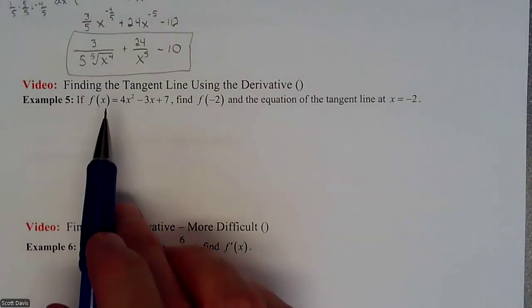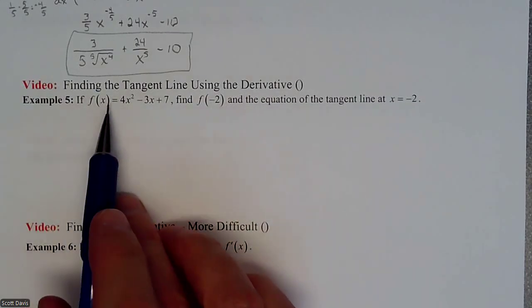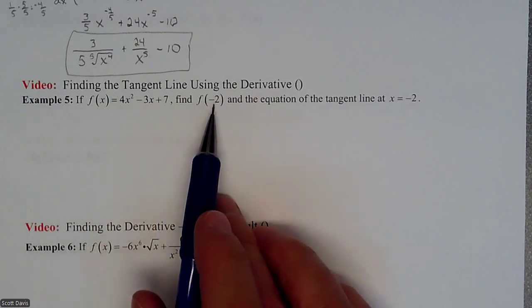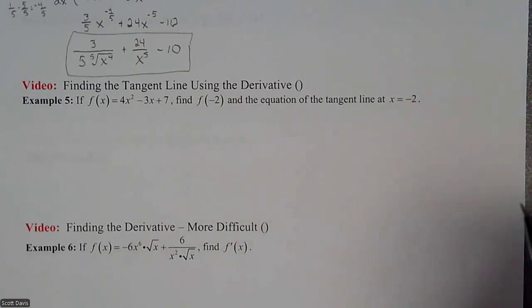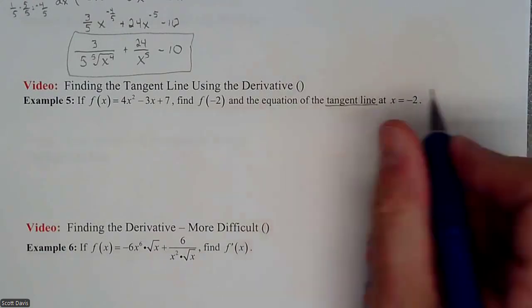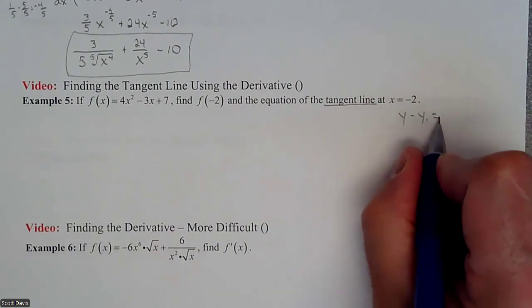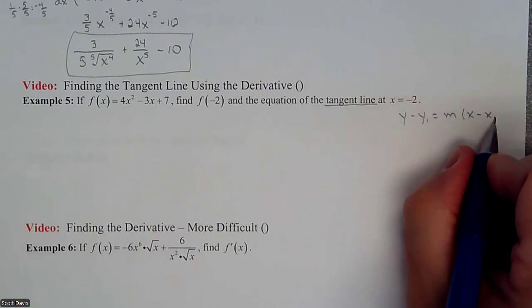In this example, we are looking to find the tangent line using the derivative. So if our situation is, if our f of x equals this quadratic, we're going to find f at -2, and then we're going to find the equation of the tangent line. So at -2. So if I see equation of the tangent line, I know that eventually the last step that I'm going to do is I'm going to be doing this problem right here.